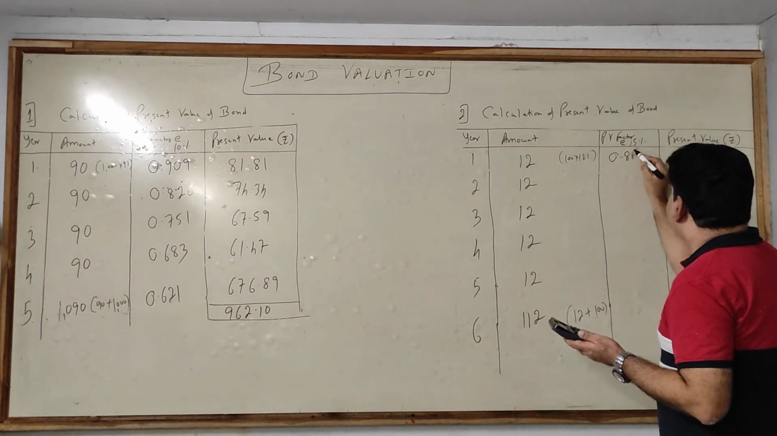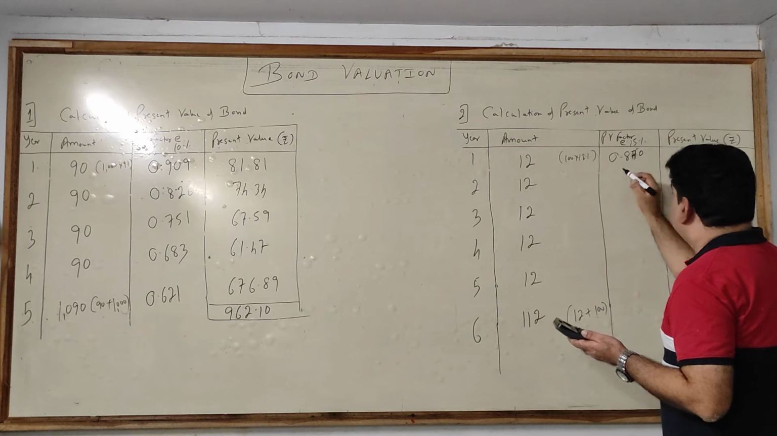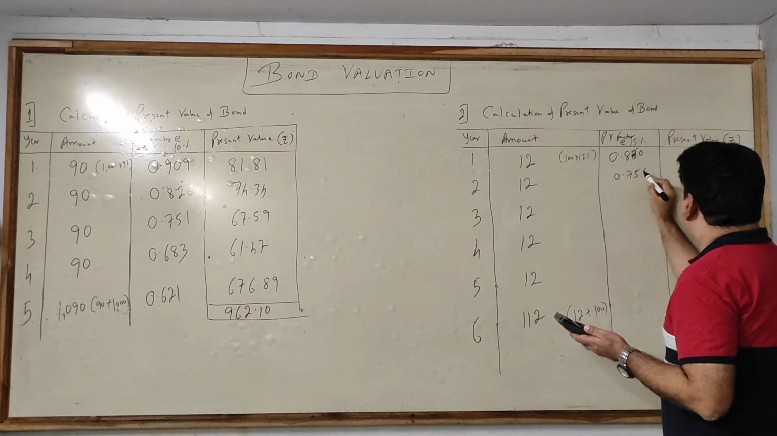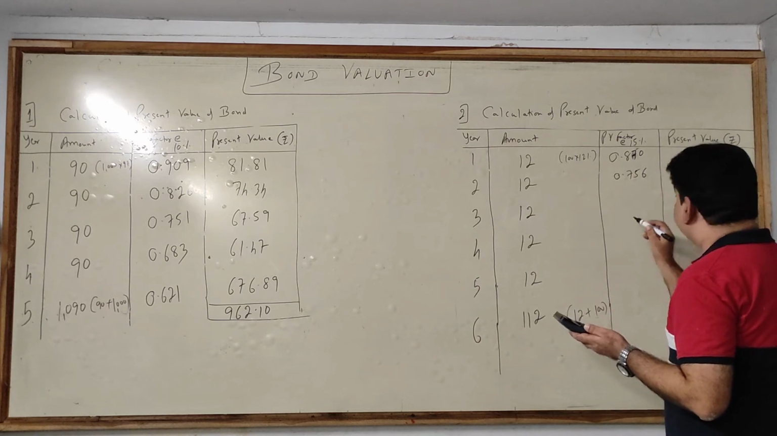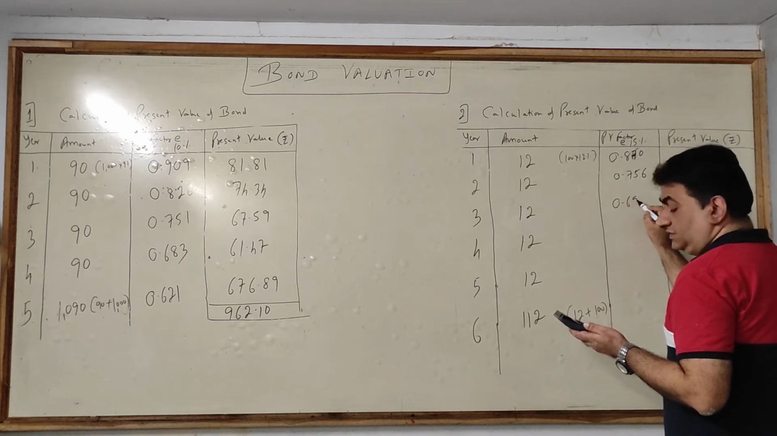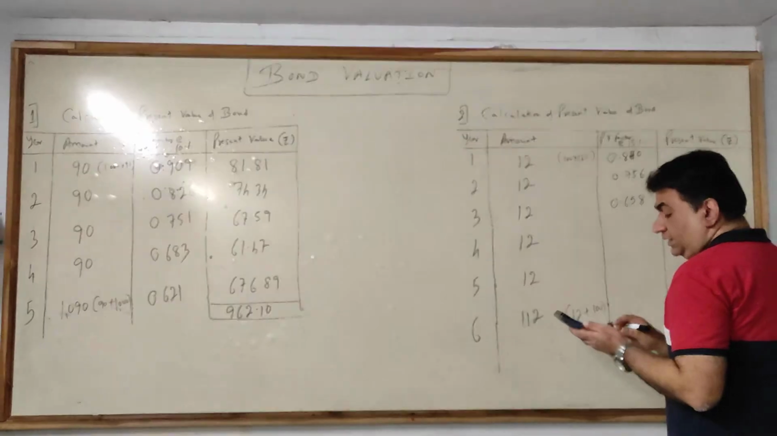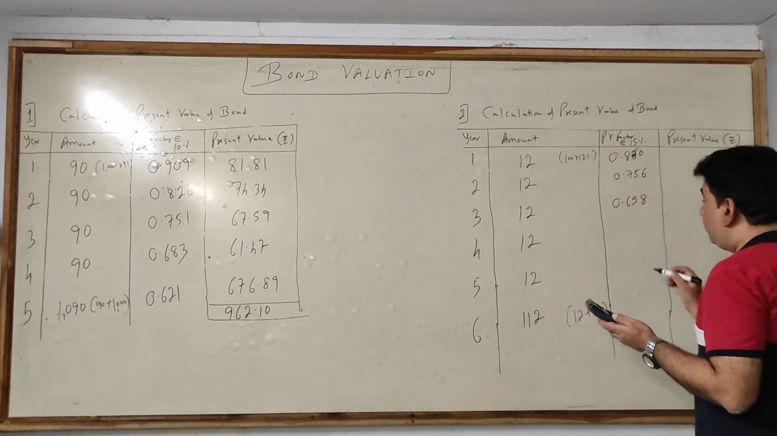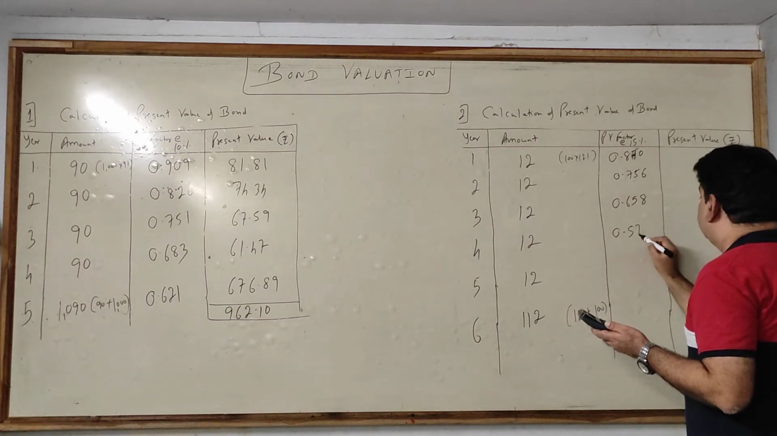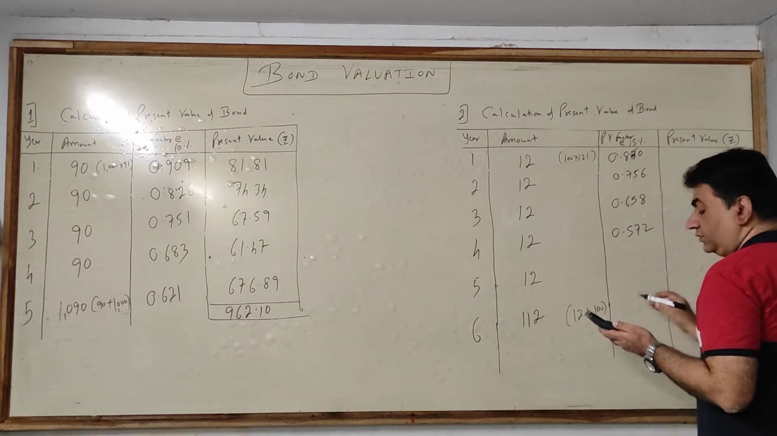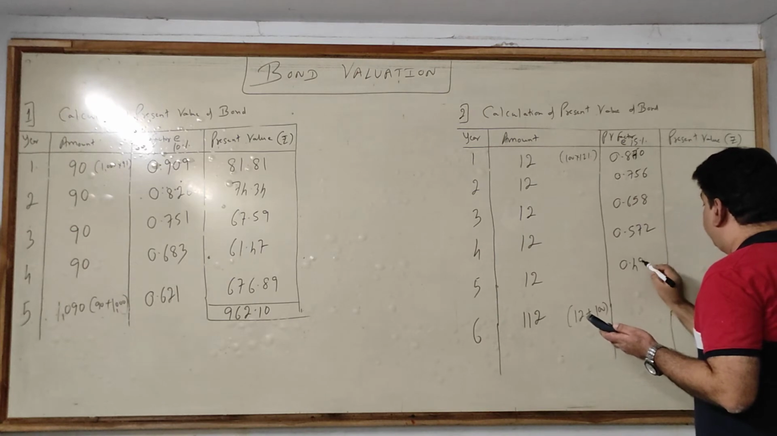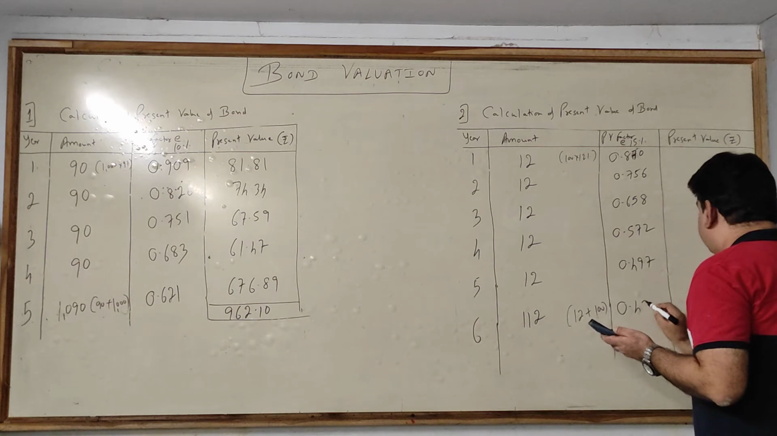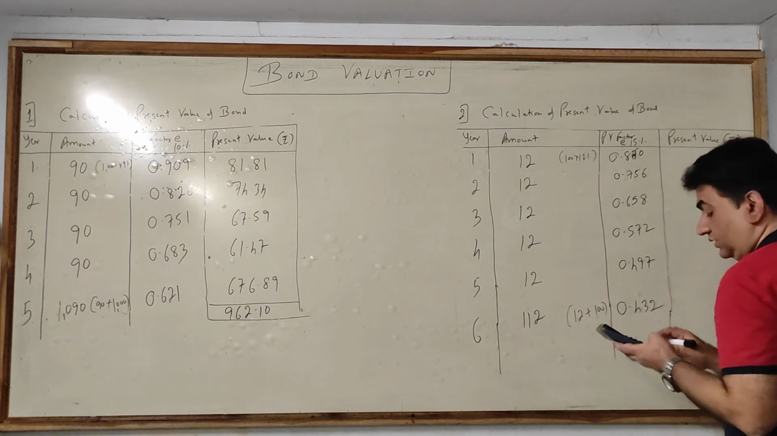0.8695. So make it as 0.870, 3 decimals. Then 0.756. Then 0.658. You all know if the fourth digit is 5 or plus, take the next one. Then 0.572, 0.497 and 0.432.